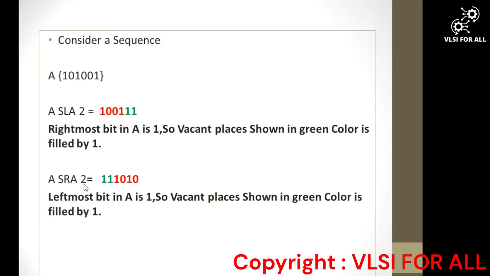Similarly, ASRA2, we make a right shift by 2 in the above, so 1010 will come here, and here two positions are vacant, so it will be filled by the leftmost bit. So the leftmost bit in A is 1, so the vacant place, shown in green color, is filled by 1. Yes, I hope you understand this.